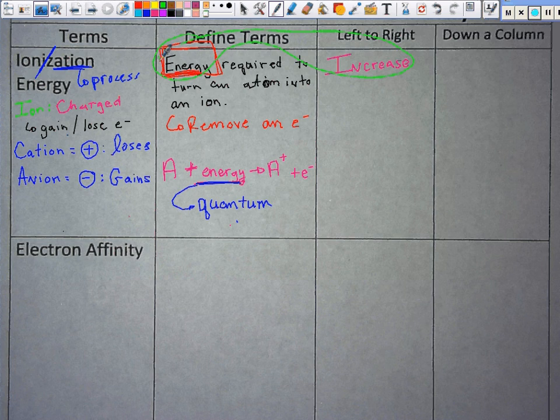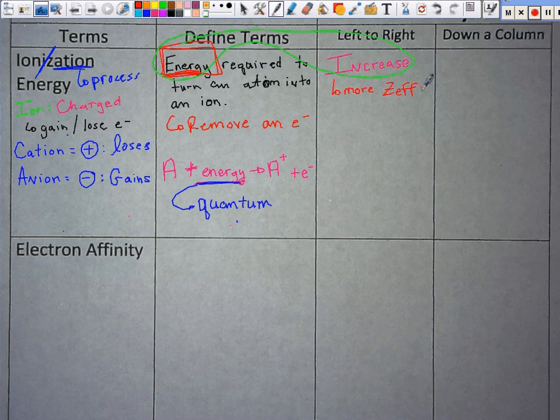So the reason why is, what is that magical, wonderful, powerful word? Zeff. The reason why it gets harder is because you have more Zeff. And again, what does Zeff stand for? Very good. So how powerful is that nucleus with its ability to hold on to all of its orbitals going around it and keep them pulled in as tight as it can? The further you go right, the higher the Zeff gets, the more powerful that nucleus gets.